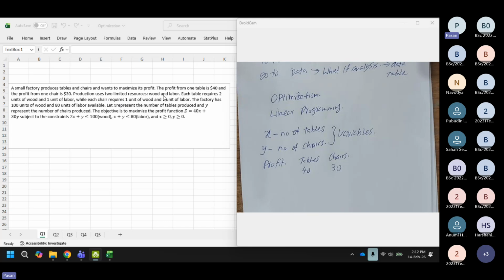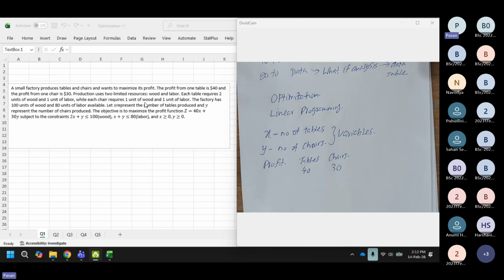So in terms of the resources, to produce the tables and chairs, mainly our resources are going to be wood and labor, right? So how many people are working at our place, and how many wood pieces are available at our place, for a particular production run or whatever.